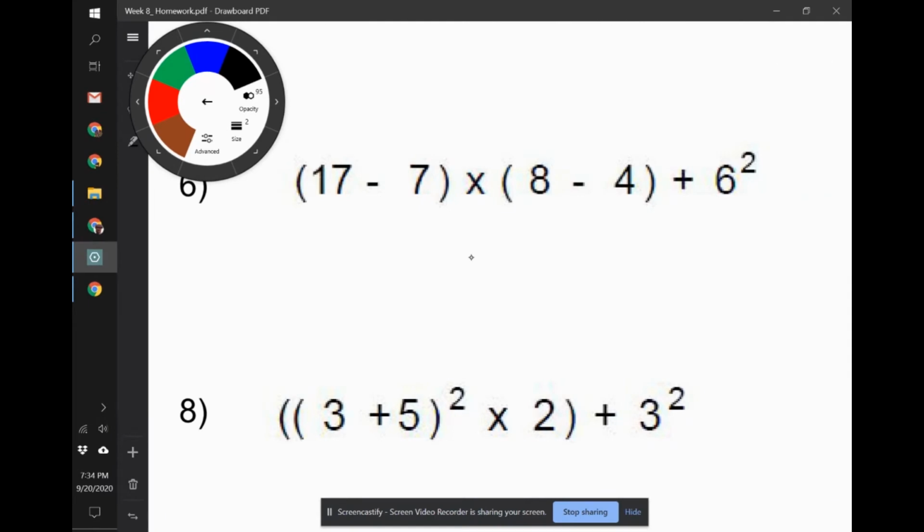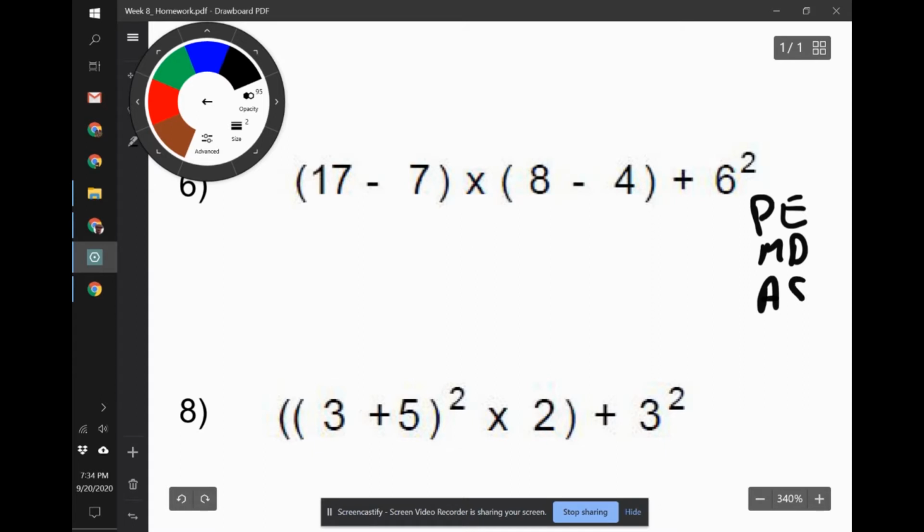Now for number 6. So we're going to start with PEMDAS. And basically we do the parentheses first. We have two sets of parentheses here, but as you can see, the difference between number 8 and number 6 is one parentheses is not inside the other, right? So here it's a lot more basic.